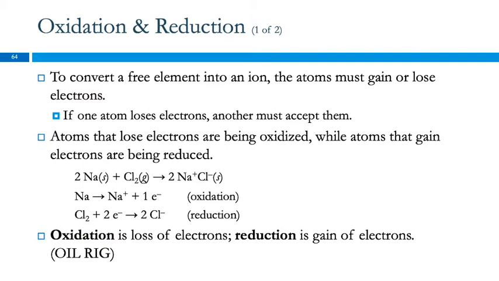And so that's another one of those pairs of things that's hard to remember the correlation with, so OIL RIG can help. OIL RIG. Oxidation is loss of electrons. Reduction is gain of electrons. OIL RIG.